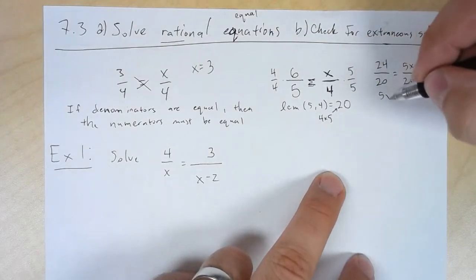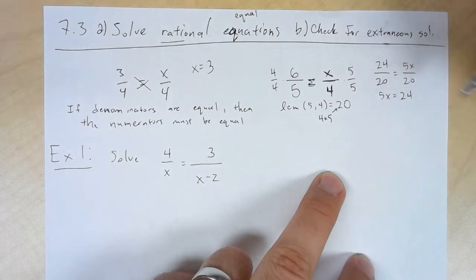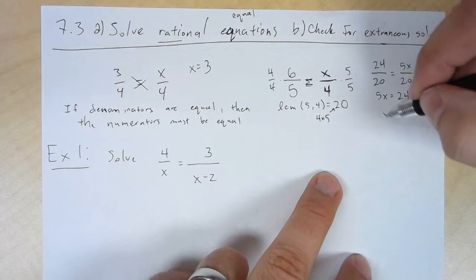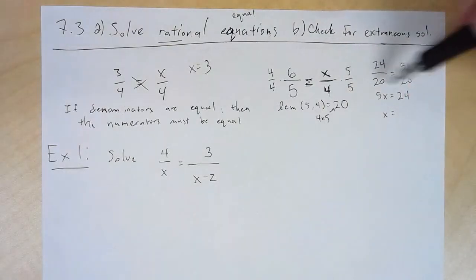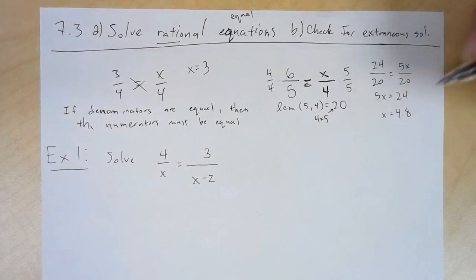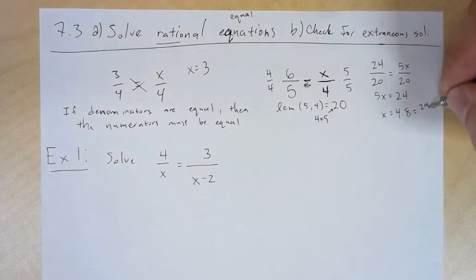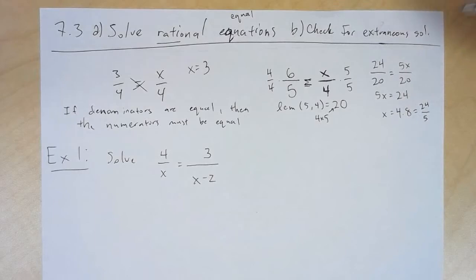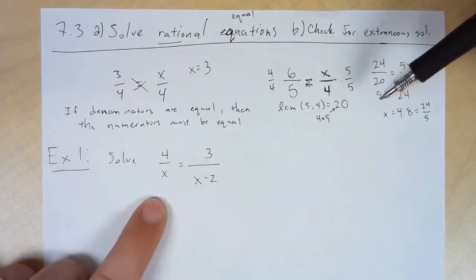So we can just say 5x equals 24, or 24 equals 5x. If you want to go backwards, it doesn't really matter. We divide by 5, and x is going to equal, so if our denominators are equal, we set the numerators equal. That's all I did here. 24 divided by 5 is going to give us 4.8, which we could also just say is 24/5, whatever you're looking for. So we're going to be using this process where we use the least common multiple to solve equations such as this one.